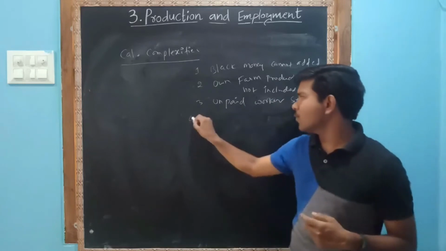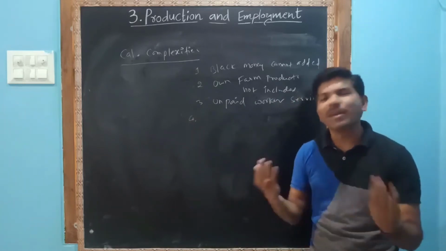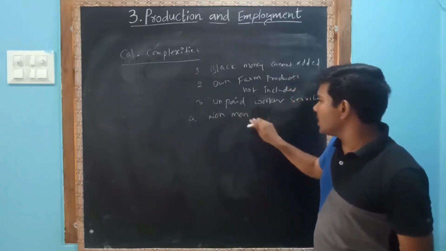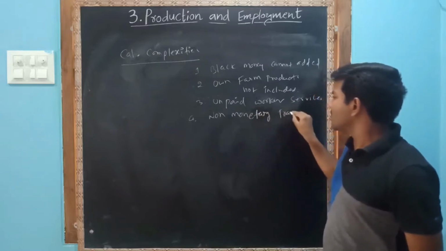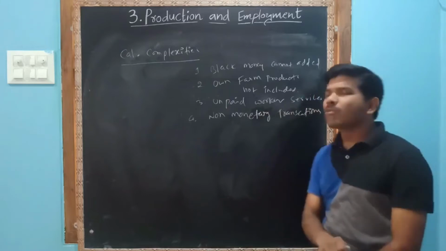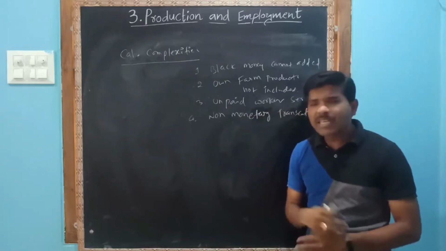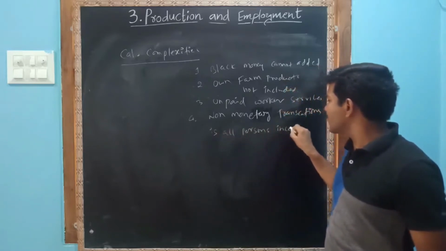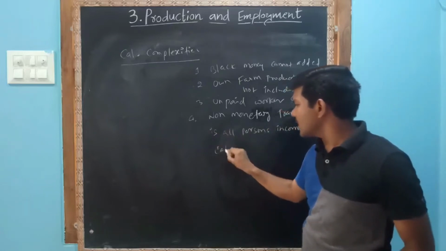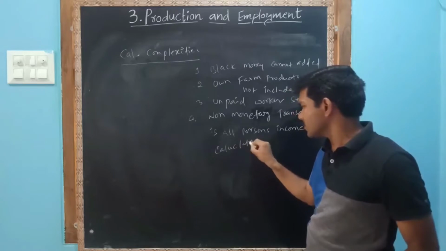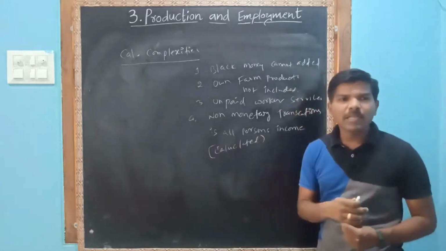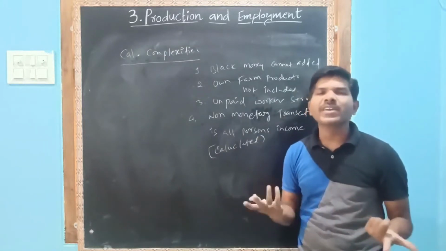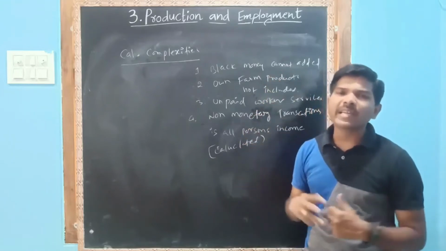Fourth one, non-monetary transactions were not calculated. Sir, what non-monetary transactions? Is all persons' income possible to calculate? Example, auto driver salary, how can we calculate? Mason worker salary, how can we calculate?